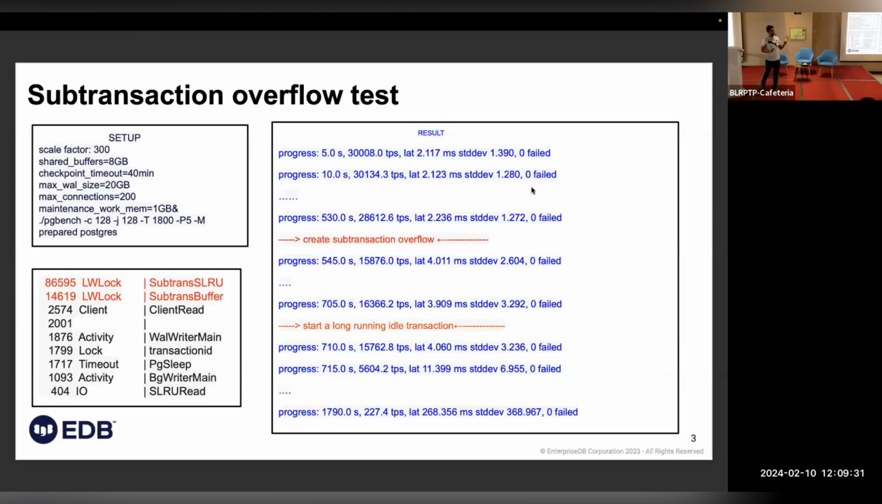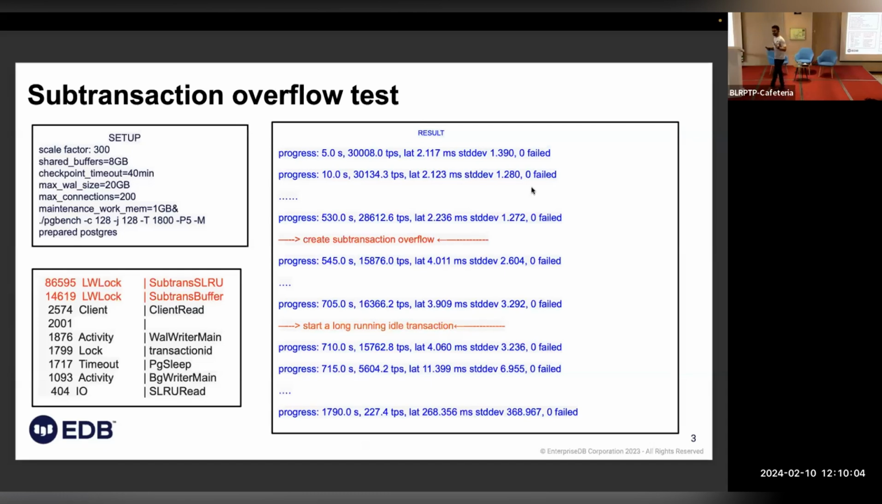Then I created a subtransaction cache overflow, which is just another session which creates a lot of subtransactions in parallel and leaves a transaction for the time being. What happened? Performance dropped to half. It remained there. You can see from 545 to 700, that is seconds, how long the test is running. I haven't put all the data. So for almost 200 seconds, it stays at half rate instead of the full capacity of 30,000 TPS.